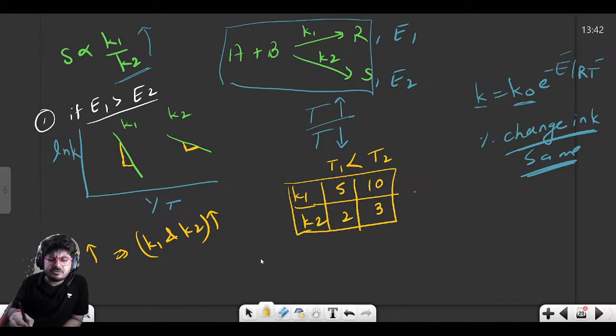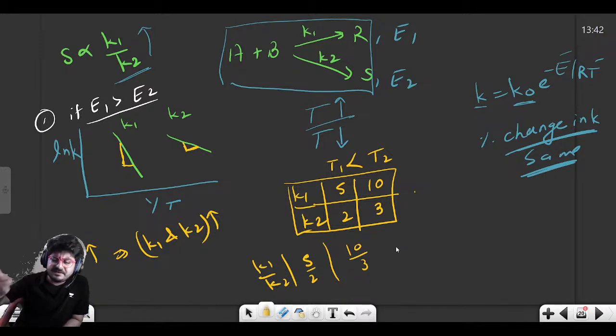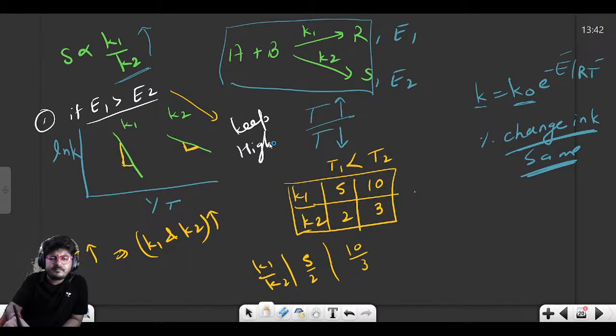So you can see the ratio. Initially, the ratio was 5 by 2, that is 2.5. Now the ratio has become 10 by 3, that is 3.3. So the ratio has increased. So that's why if E1 is greater than E2, for high selectivity, we will keep high temperature, so that the formation of desired product can be more as compared to the undesired one.